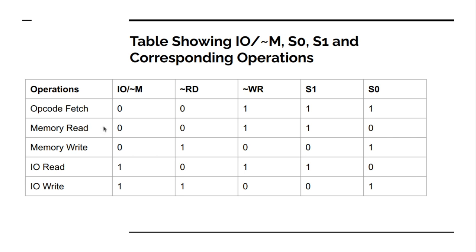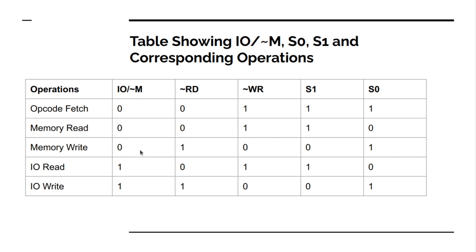Then memory read. If it is a read operation, of course the S1 will be 1 and S0 will be 0, and WR bar will be 1 because it is a read operation. IO/M is 0 because if it is 0, it means it is a memory function. Then if it is 1, it means input output.